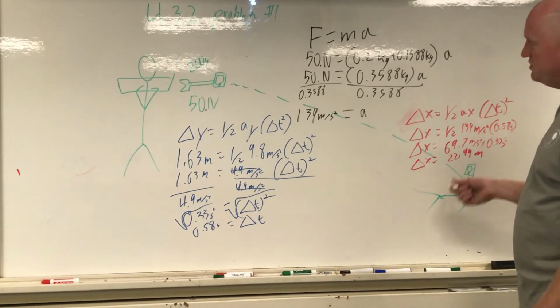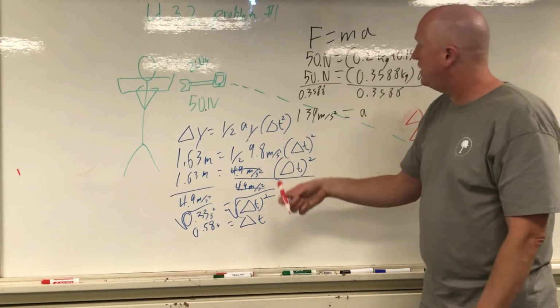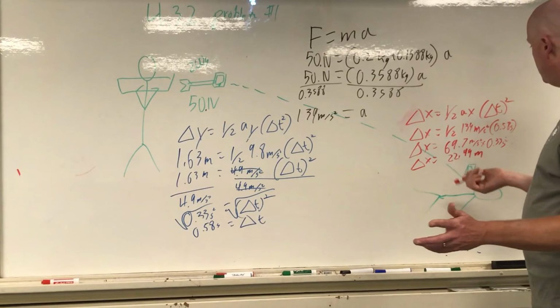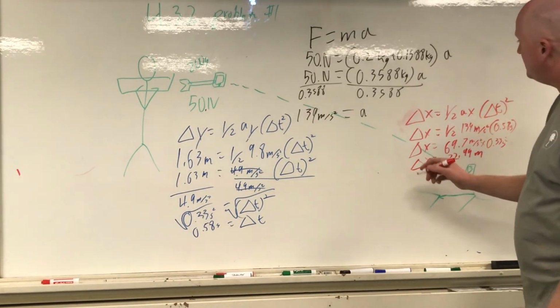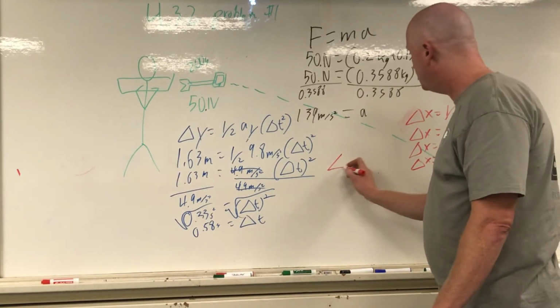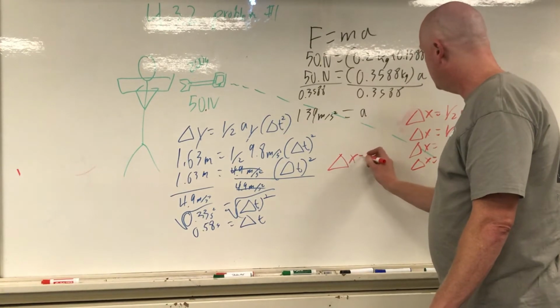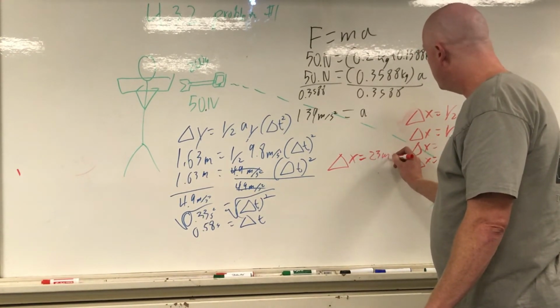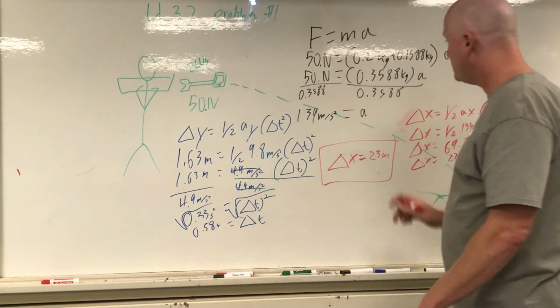Now, we only have 2 sig figs here, we only have 2 sig figs here. So basically, we're going to round this and find out that delta x is equal to approximately 23 meters away. That's where it's going to land.